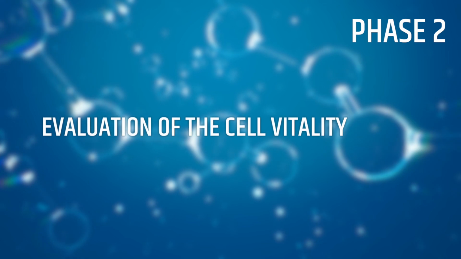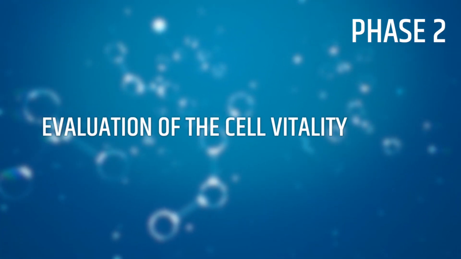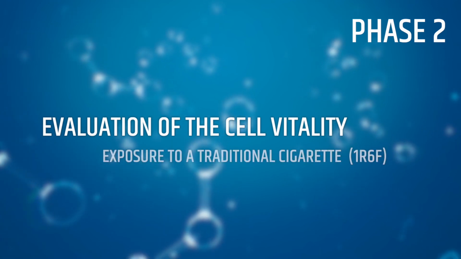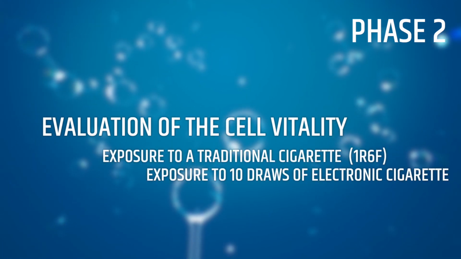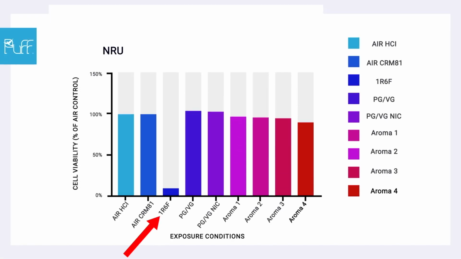In the second phase, cell viability was assessed through exposure to a similar number of hits for nicotine release, 1 traditional cigarette and 10 e-cigarette hits. Following the exposure to traditional cigarette smoke, cell vitality is reduced by 80%. While using the electronic cigarette and the 4 flavored e-liquids, there is no substantial reduction compared to the breathed air alone.